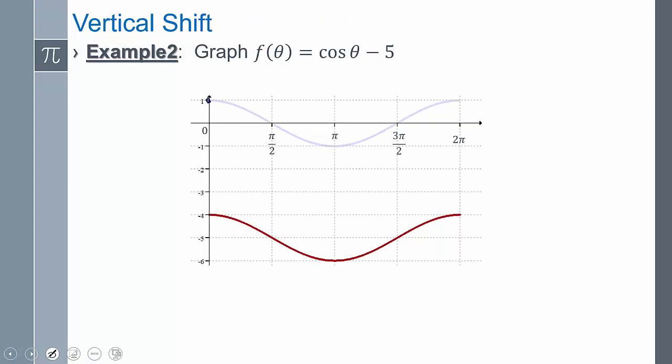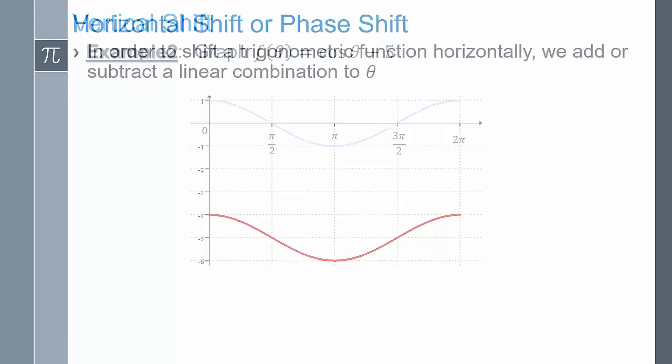So if this was the original starting point, you just count 1, 2, 3, 4, 5. So it just shifts every single value down 5 spaces.